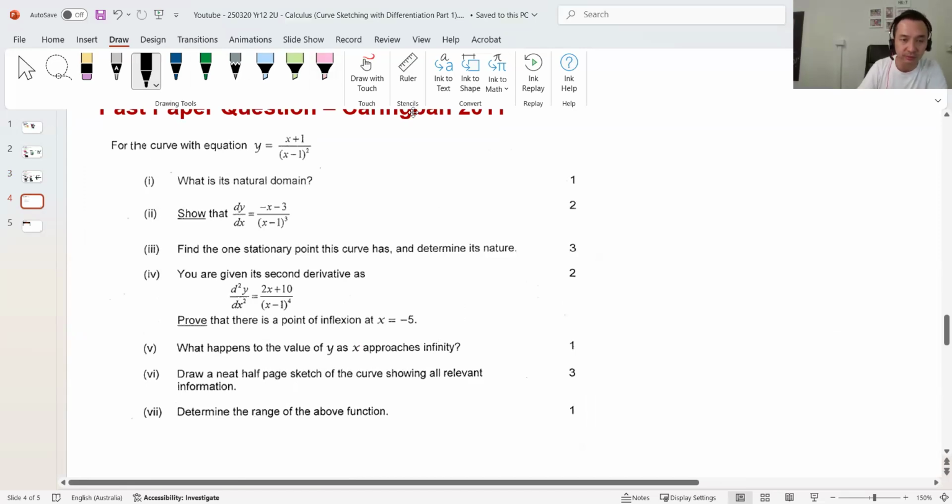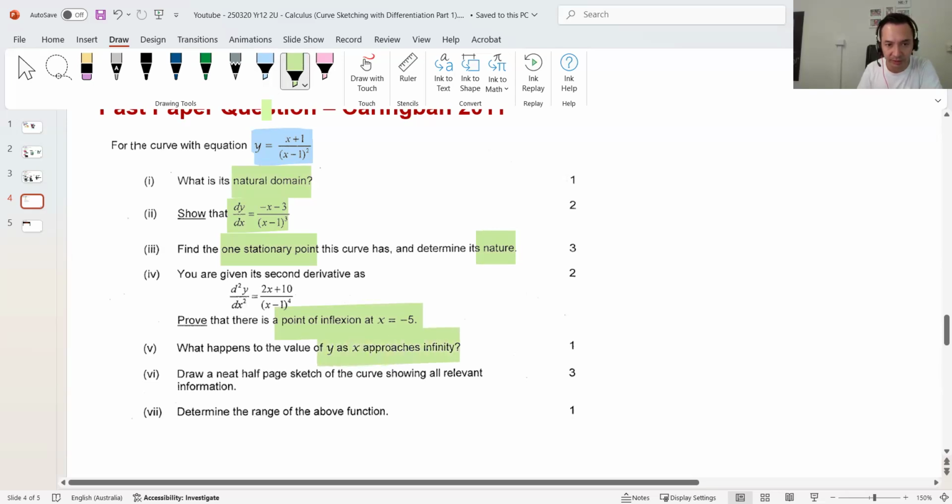Let's work through this. So that's my function. All right, cool. Looks like something with a fraction there. So domain, natural domain, which is just domain, right? Show that, okay, differentiate it. Stationary point. So find the one stationary point. Nature, right? You're given the second derivative, okay? Prove inflection point, right? So I don't need to differentiate. Perfect. What happens to y as x goes to infinity? Draw, and then range. Okay, okay.